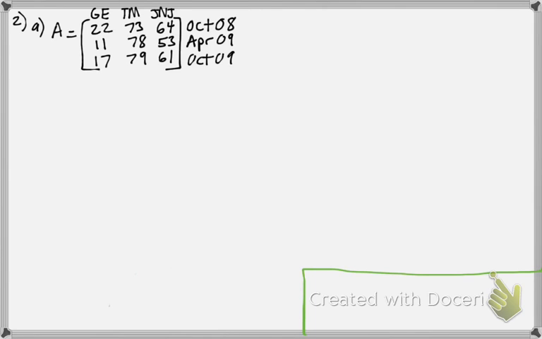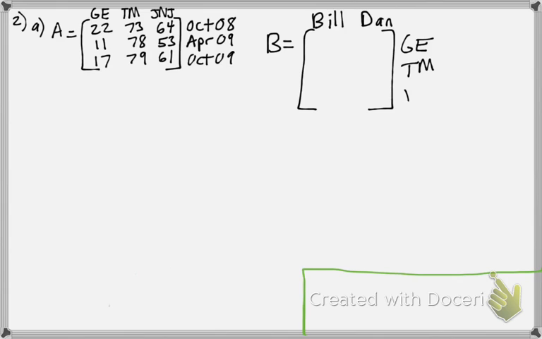rotate this. So we are allowed to rotate it as long as we keep the information consistent. So this is Bill and Dan. This is GE, TM, J&J. So Bill, if you read across Bill's row, it's 50, 30, 20. So instead of that being the first row, that's going to be the first column. And then Dan, if you read across his row, it's 40, 60, 30. So 40, 60, 30 would be his column.